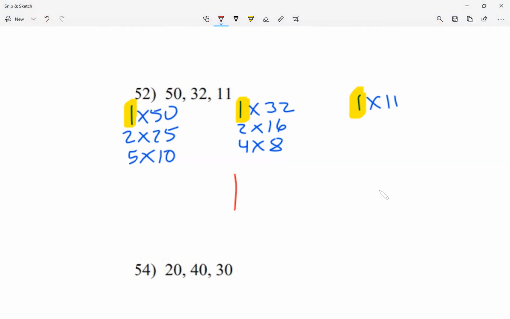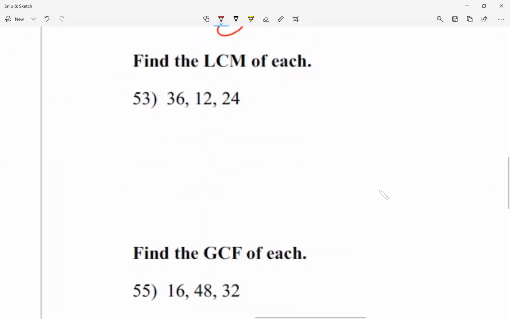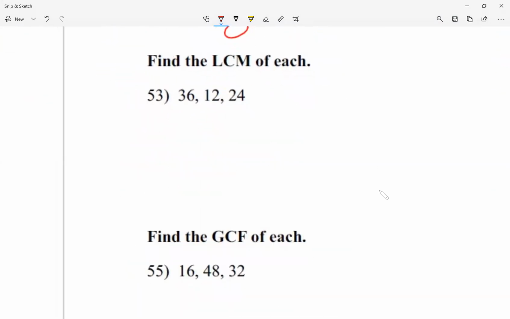Now let's also review the least common multiple. Least common multiple is a little bit more work. What I'm going to do is find the multiples of 36. When I say multiples of 36, I want to find the times tables of 36. So 36 times 1, 36 times 2, times 3, times 4, times 5.